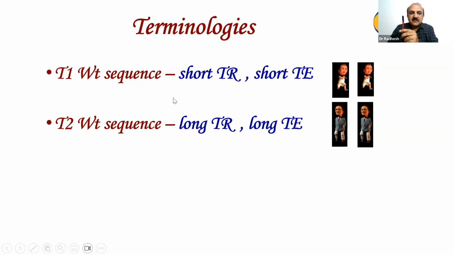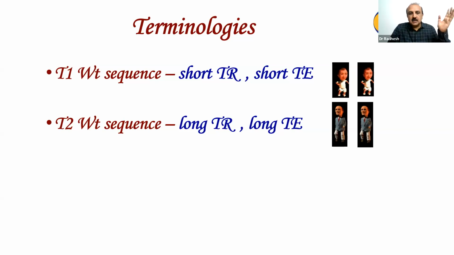Now, what is the difference between T1 and T2? In T1, the best way to diagnose T1 is whenever you do an abdomen, look at a fluid containing structure. Now, your gallbladder can have bile. Okay, the bile can have different signal intensities. So the best thing is look at CSF. If the CSF is black, it is T1. If the CSF is white, it is T2.